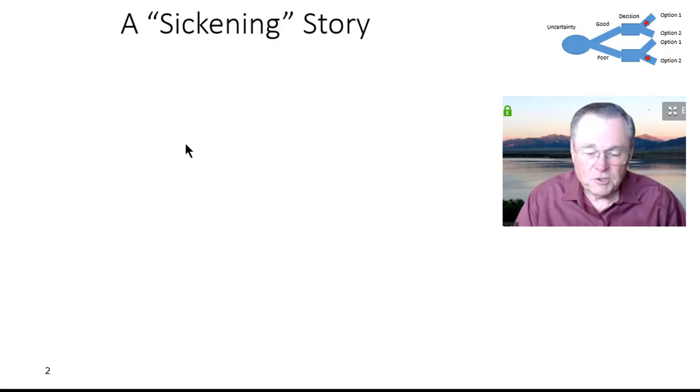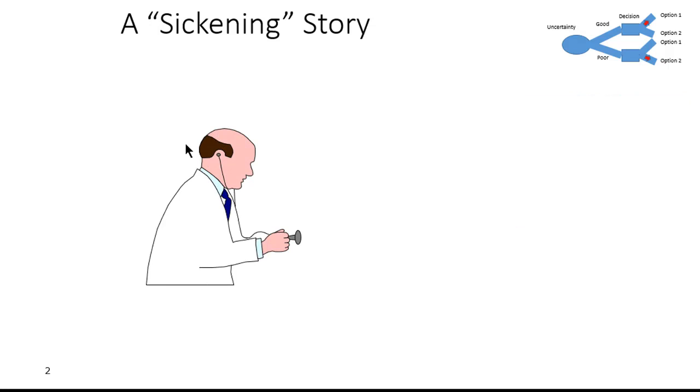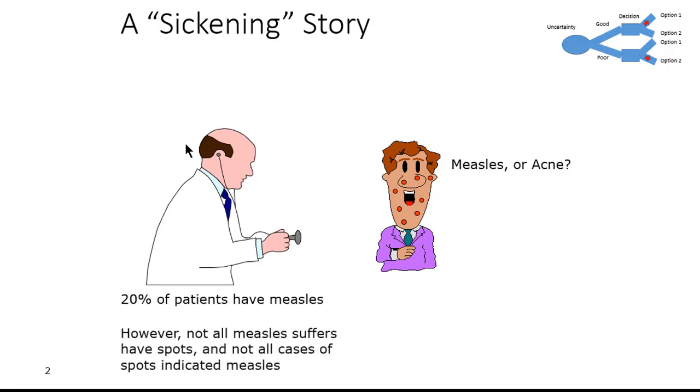So here's the story. We have a sickening story of a doctor. He's sitting in his office, and all of a sudden the patient comes in and he's got spots on his face. And he either has measles or he has acne, okay? Well, the doctor knows that 20% of the time people will have measles in this situation. However, not all measles sufferers have spots, and not all cases of spots indicate measles. In any case, the question is, do I treat for measles or not?